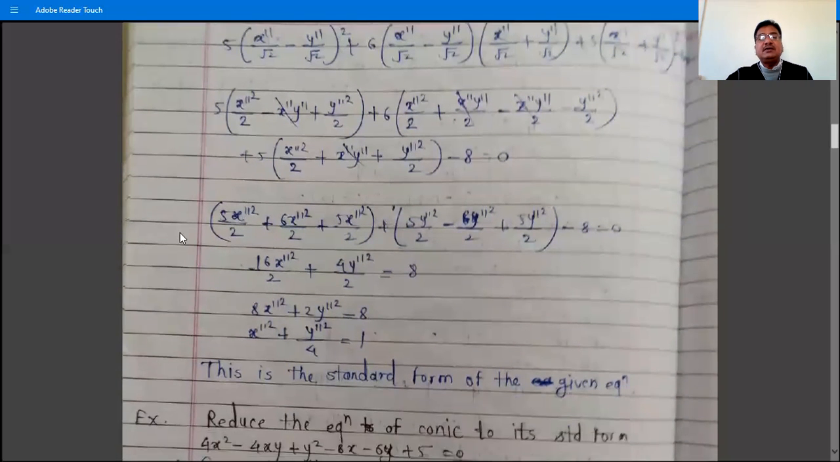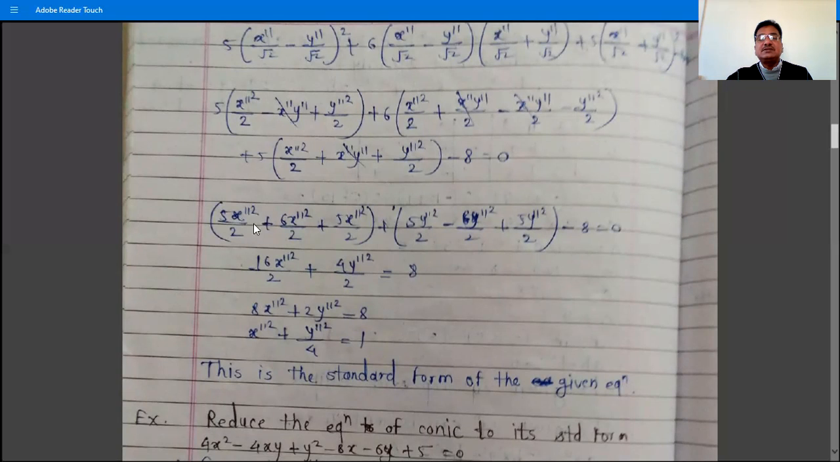So we have the remaining terms 5 x double dash square by 2, then 6 x double dash square by 2, then plus 5 x double dash square by 2, then plus the terms of y double dash square, then 5 y double dash square by 2 this term, then minus 6 y double dash square by 2, and then 5 plus 5 y double dash square by 2 minus 8 is equal to 0.